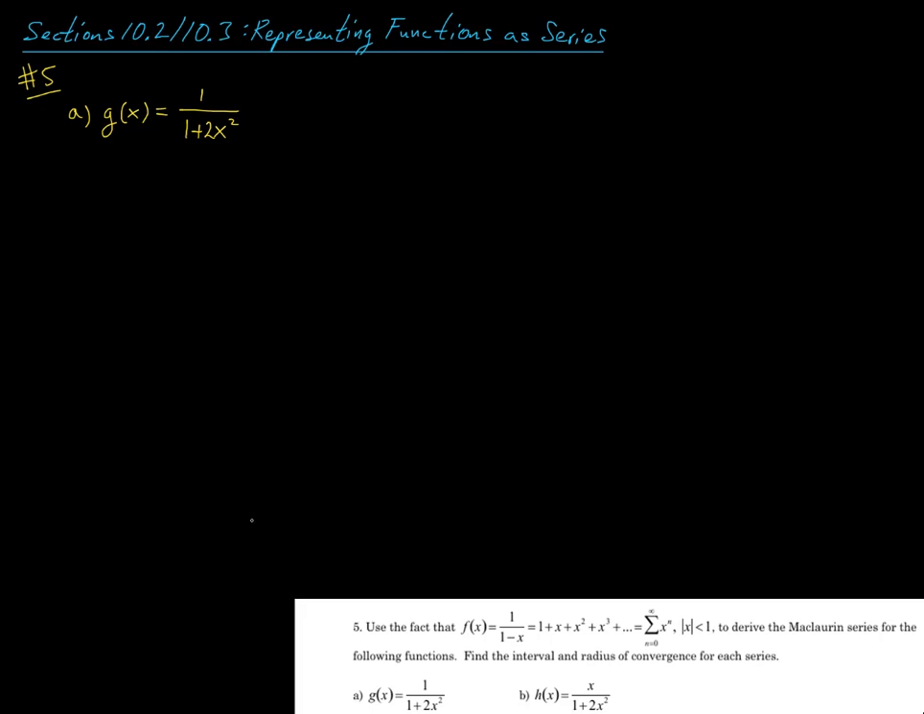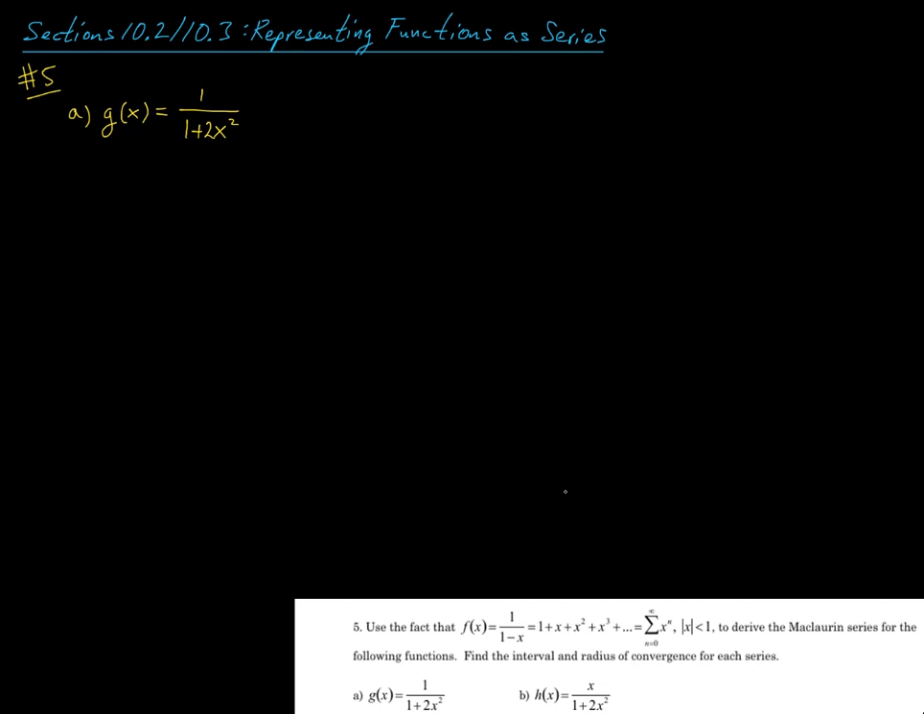Okay, next up is question 5, which says, use the fact that f of x, which is equal to 1 over 1 minus x, is equal to 1 plus x plus x squared plus x cubed, and so on, which note can be written using sigma notation as the sum of x to the n, where n starts at 0, and here x is strictly less than 1 in absolute value, to derive the Maclaurin series for the following functions. Find the interval and radius of convergence for each series.